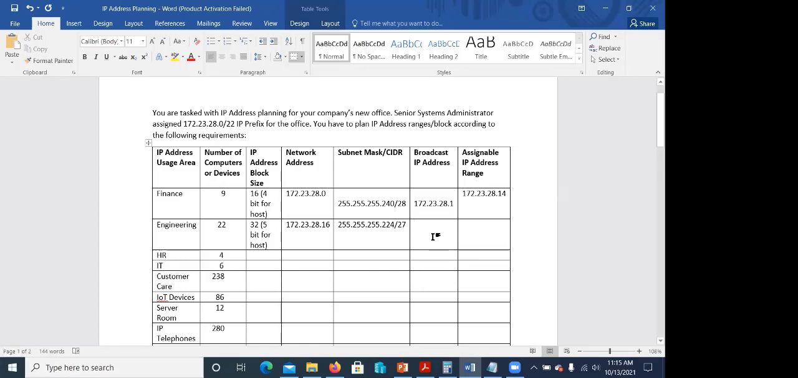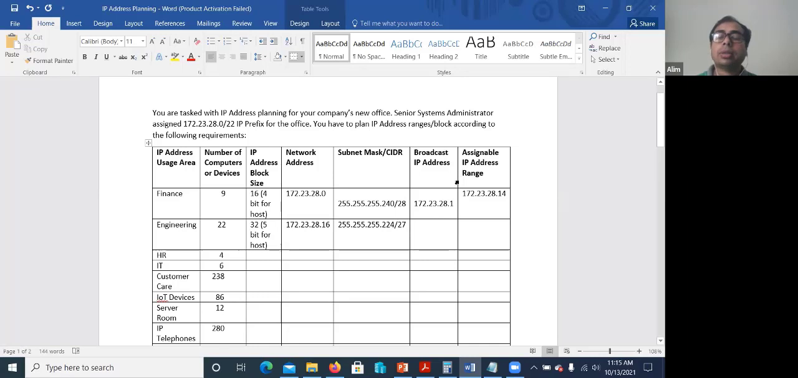Now tell me. Oh, sorry, I am writing something wrong. I will change the file again after finishing this. First IP address, broadcast address. There should be one column for broadcast. Now tell me the first IP address.